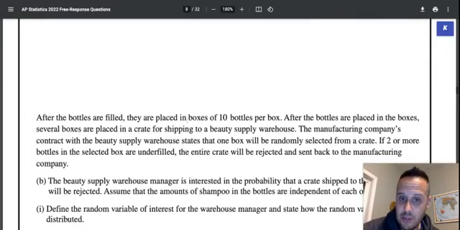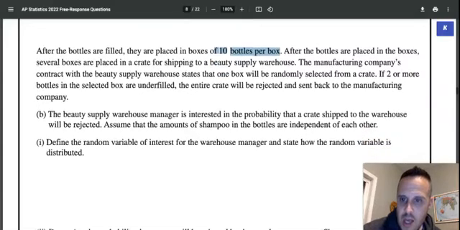After the bottles were filled, they are placed in boxes of 10 bottles per box. Now, this is a sample, okay? After the bottles are placed in the boxes, several boxes are placed into a crate. The manufacturing company's contract with the beauty supply warehouse states that one box will be randomly selected. If 2 or more bottles in the selected box are underfilled, the entire crate will be rejected.